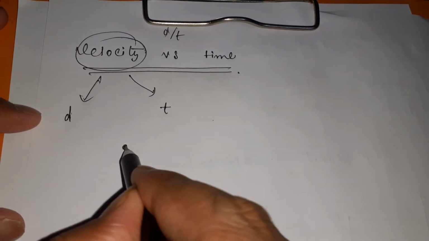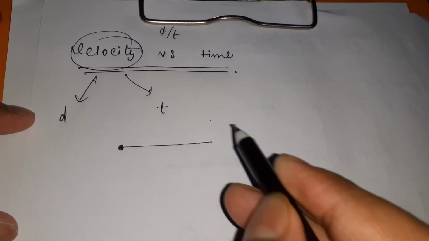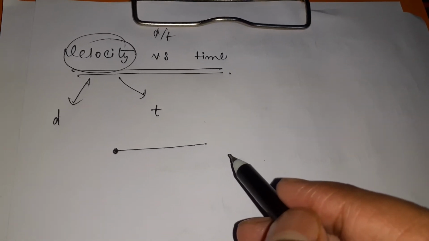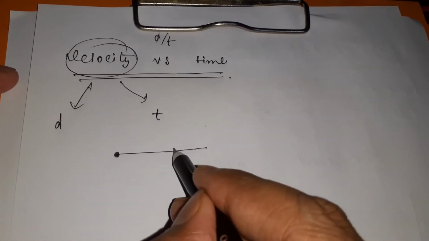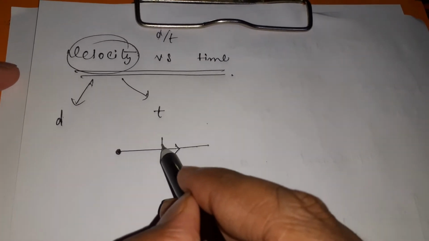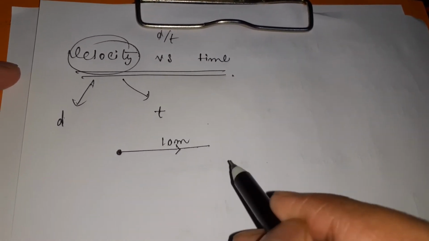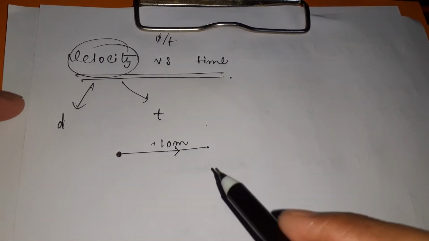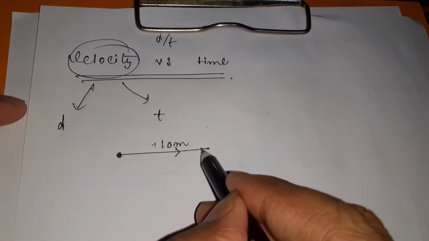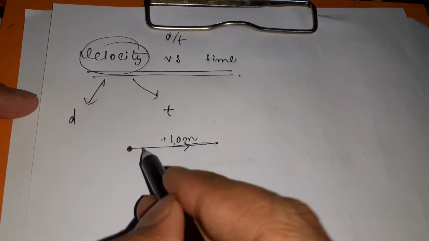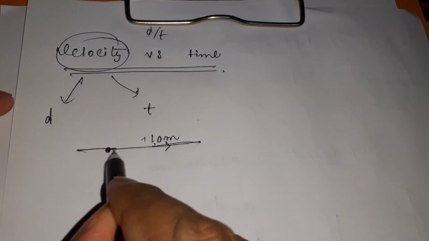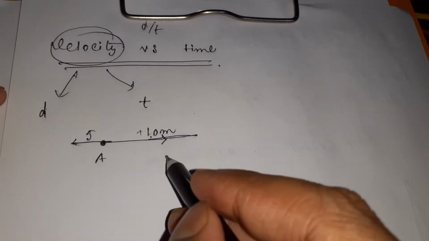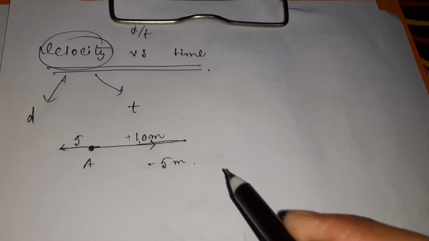Suppose a body starts from here, in one directional motion. I'm just taking one dimensional linear motion, because this is the chapter we are reading. So the body is moving in this way. Maybe it moved 10 meters forward, so definitely you have to tell that its displacement is plus 10 meters. Suppose it moves in this side, and it crosses this point by maybe 5 meters. So what will be the displacement? Minus 5 meters. Okay, we all know that.